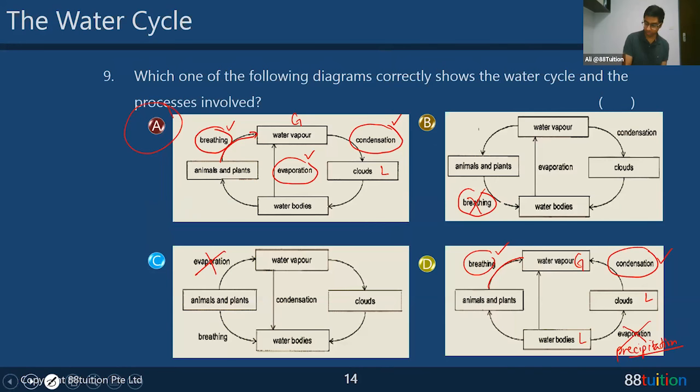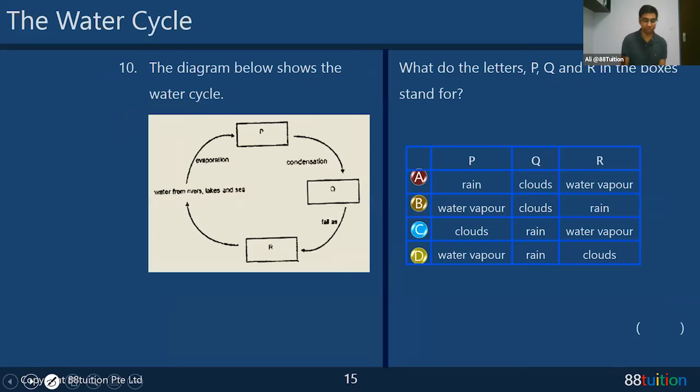Okay, let's just check that again. Everything is correct, right? Unless I got it wrong. Okay. Now, the diagram below shows the water cycle. We got only 2 more questions, okay? Hang in there. What do letters P, Q, and R in the boxes stand for?